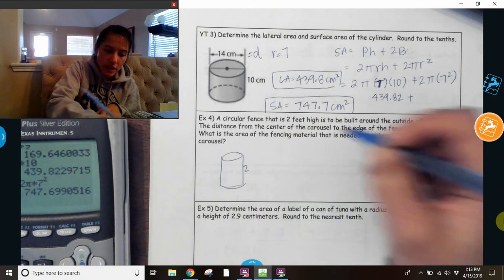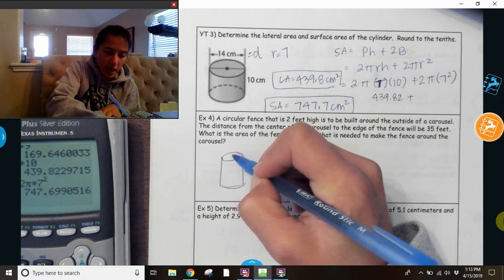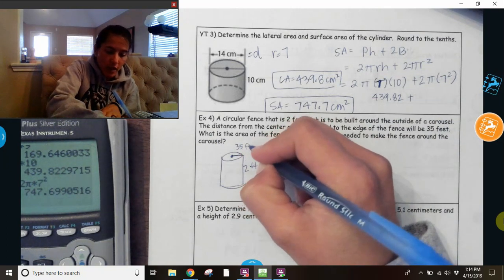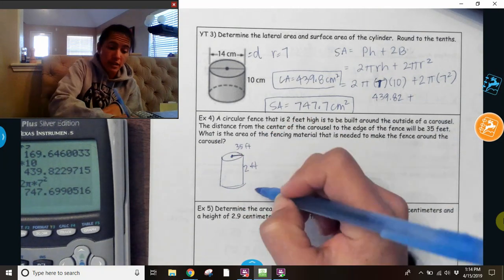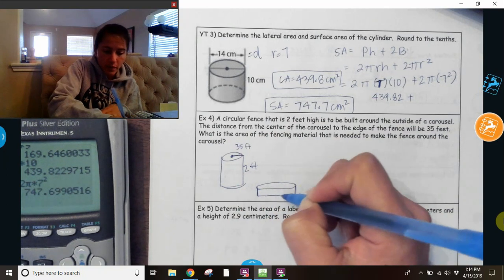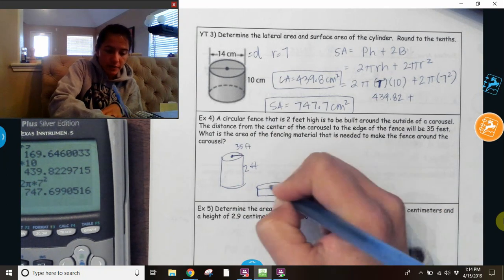And what did it say? It's going to be 2 feet high. And from the center of the carousel to the edge of the fence will be 35 feet. Okay, so this drawing is not drawn to scale. Really, it's a really fat one like this. Trying to keep all the kids in.